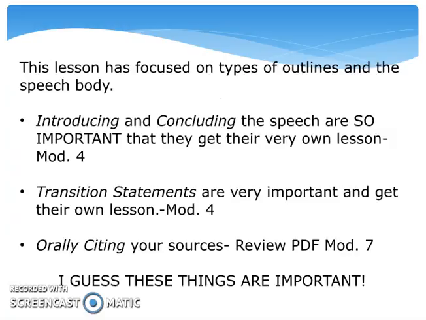So this lesson has focused on types of outlines basically and the speech body. Now, introductions and conclusions we covered very extensively in Module 4, so you may want to review. The same with transition statements and orally citing sources. So make sure that you are reviewing that information because it's really important that you understand that.